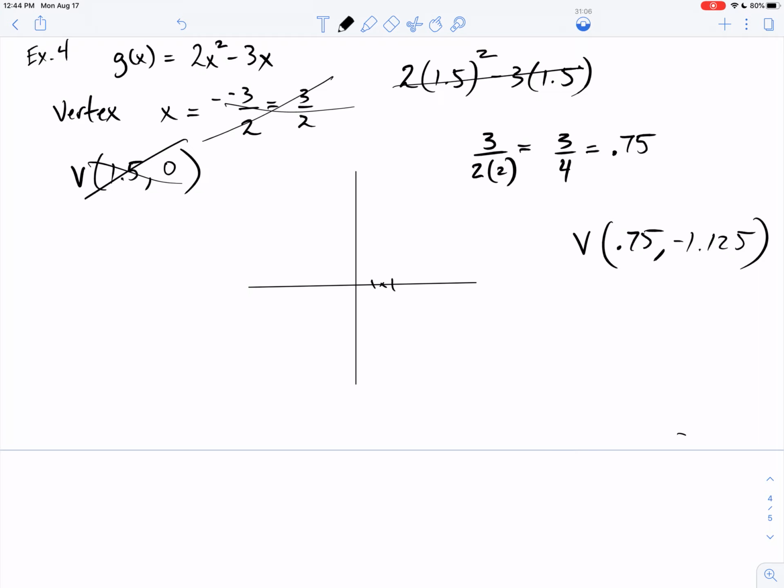So let's go over here. I'm going to get rid of this. Whoa, I got rid of the whole thing. Let's try and put this part back. Hey, that was cool. All right, so I got x is 0.75. Y is negative 1.125. And guess what? I'm just going to guesstimate. That looks about right where it would be. There's my vertex. Now, my y-intercept is at 0.